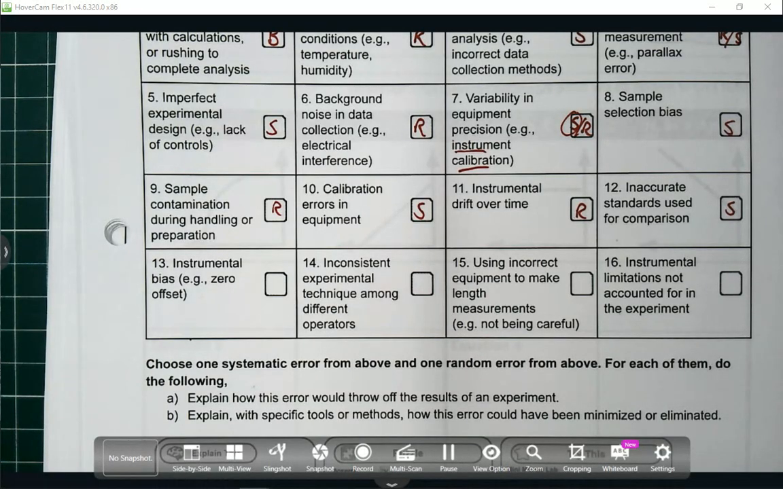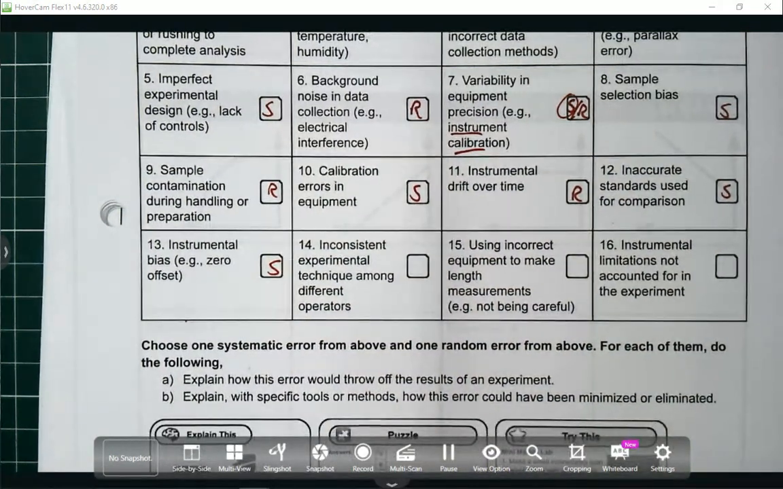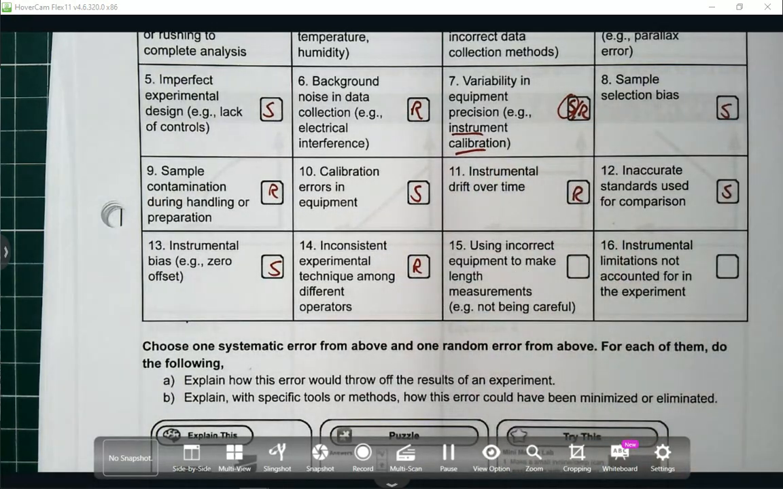So when you zero an electronic balance or something like that, maybe there was stuff on that balance that you didn't account for, you should have removed it. Random or systematic? Systematic, yeah. Inconsistent experimental technique among different operators. Could people do things slightly differently? Yeah, it's going to end up being random. Using incorrect equipment to make length measurements, e.g. not being careful. That is a blunder. Instrumental limitations not accounted for by the experiment. Systematic, yeah.